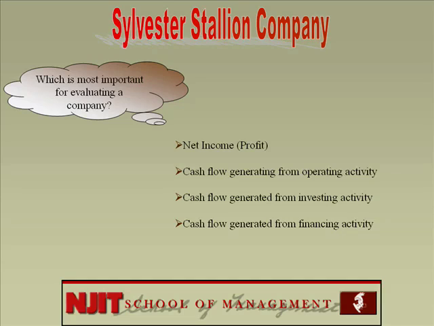Are you done? Net income or profit is important, but profit can be manipulated. A good accountant can manipulate profits. Cash generated is more important than profit for evaluating a company, because cash is cash. Of the three methods I showed you, operating, investing, financing, which is the most important? Cash flow from operating activity. So the answer to the question is, of these four, the most important for evaluating a company is cash flow from operating activity.